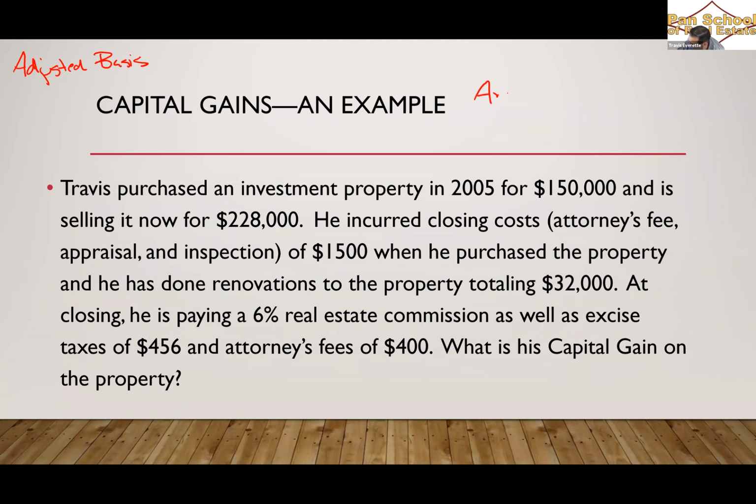Okay, so we got amount realized. The adjusted basis is how much he's invested in the property. What's the first number he invested in the property? $150,000. Yep, so that's where we start over here. Then it says he incurred closing costs of $1,500 when he purchased the property. Well, that's money he invested, so plus $1,500 over here. He's done $32,000 in renovation, so that's money he's invested, and we would add that over here.